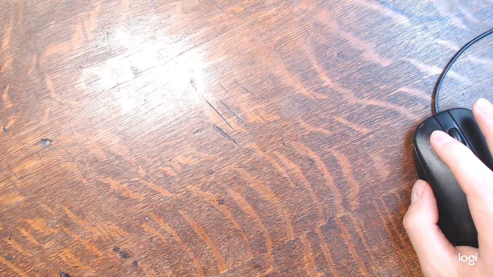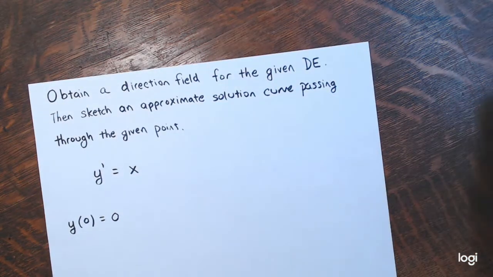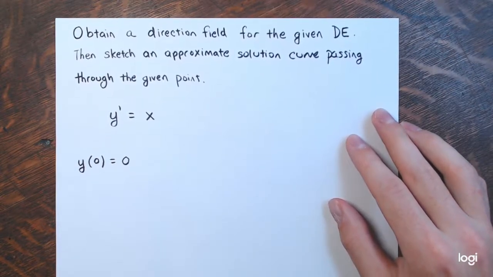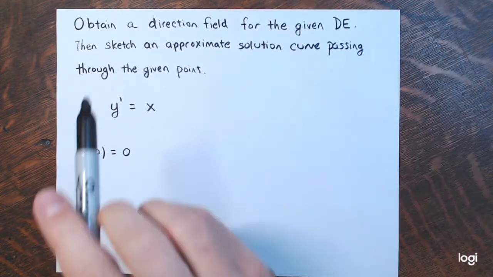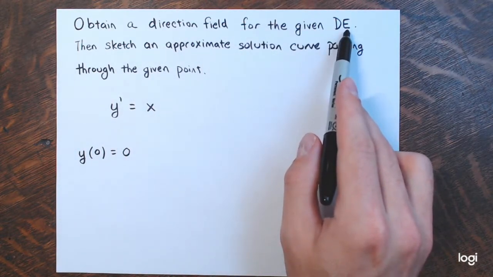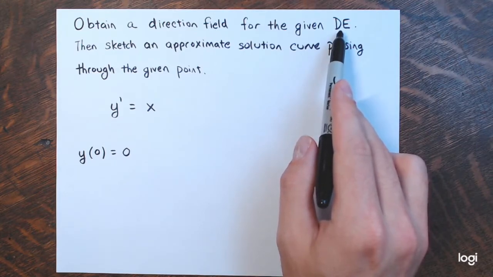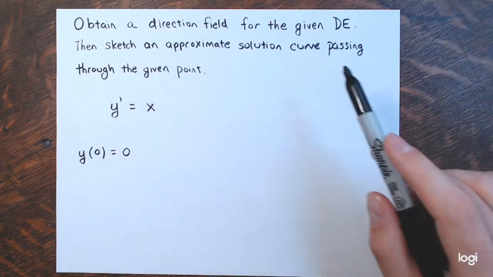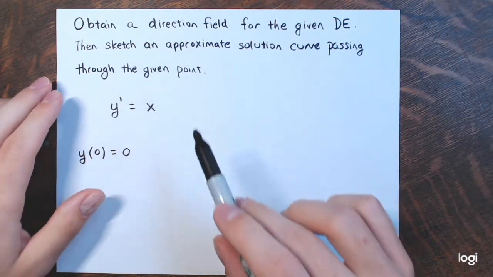All right, so for both of these problems I'm going to show you, I have the following instructions. First, I'm asked to obtain a direction field or a slope field for the given first order differential equation. I should say these are first order differential equations because only the first derivative is involved, which gives the slope of the tangent line to some solution curve. Then sketch an approximate solution curve passing through the given point.